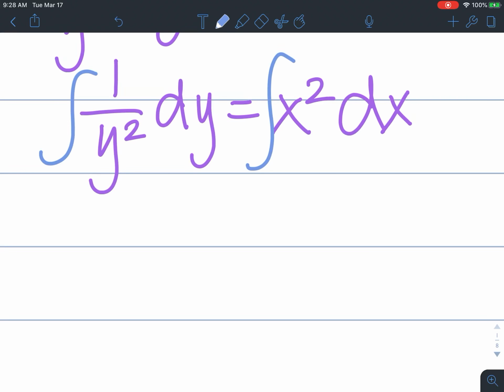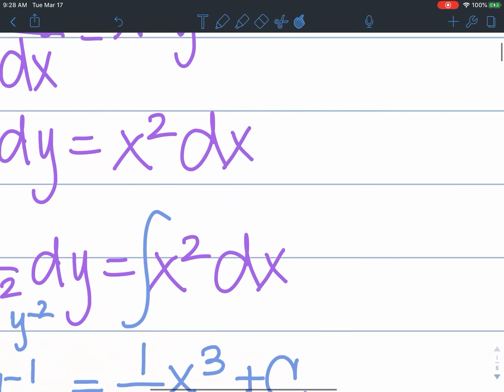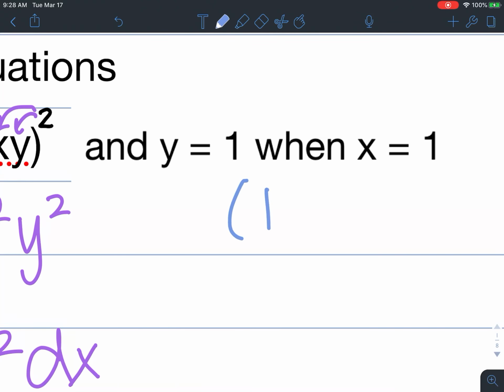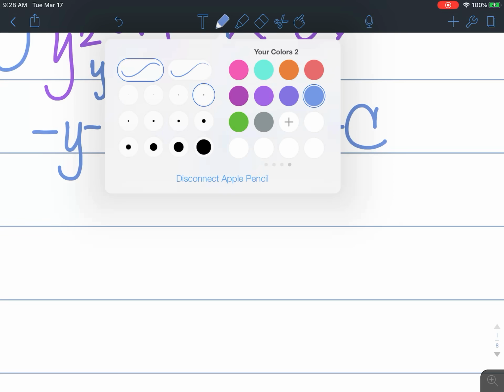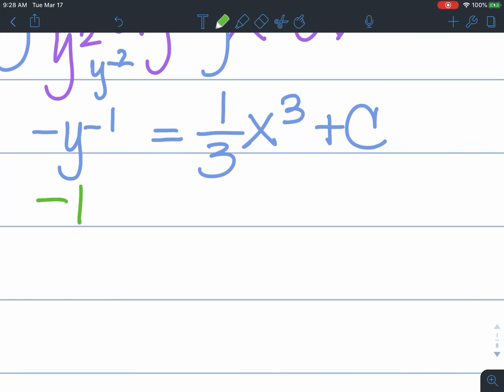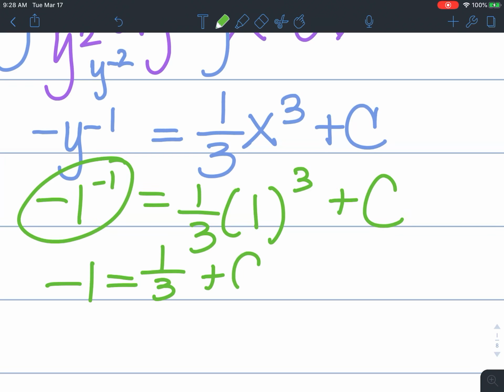1 over y squared, of course, is y to the negative 2. So to integrate that, I'm going to get y to the negative 1, but negative, equals 1/3 x to the third plus c. Now we're going to plug in this coordinate of 1, 1 in order to find c. So negative 1 to the negative 1 equals 1/3 times 1 cubed plus c. This is still negative 1. This is 1/3. And so c equals negative 4/3.